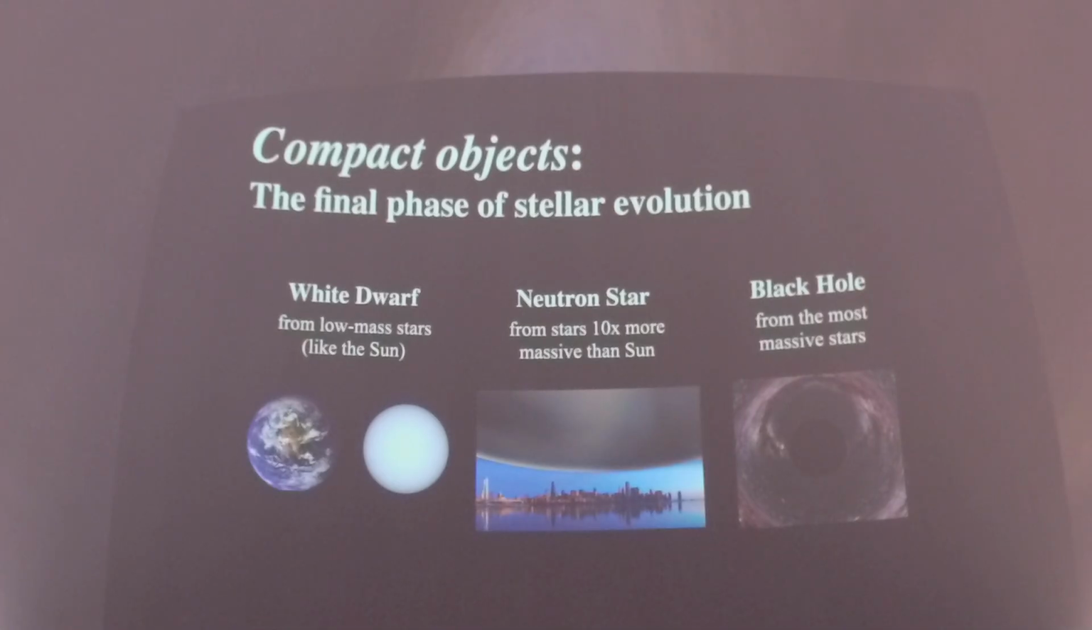In order to achieve a density comparable to a white dwarf, I'd have to take every human in the entire world and pack them into the elevator. And if I wanted to make a density comparable to a neutron star, so you can see here, this is a neutron star compared to a typical city.